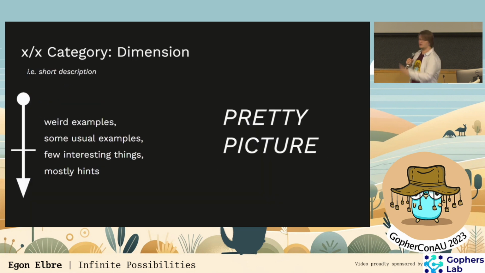So this is how I'm going to present my dimensions. At the top there's some category, some dimension, and a short description to get the gist of it. On the left, there are some examples. I won't talk about the examples, those are just for reference. And then on the right, there's a pretty picture for entertainment.